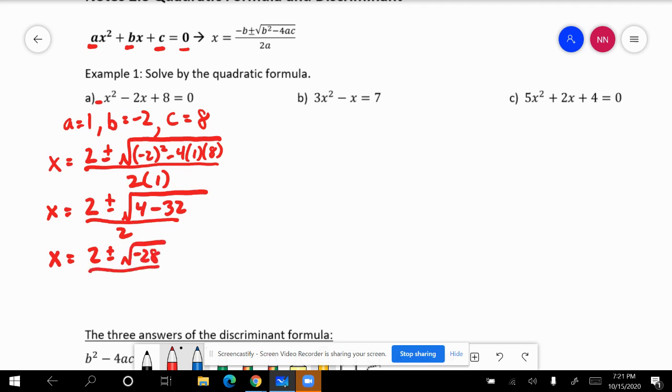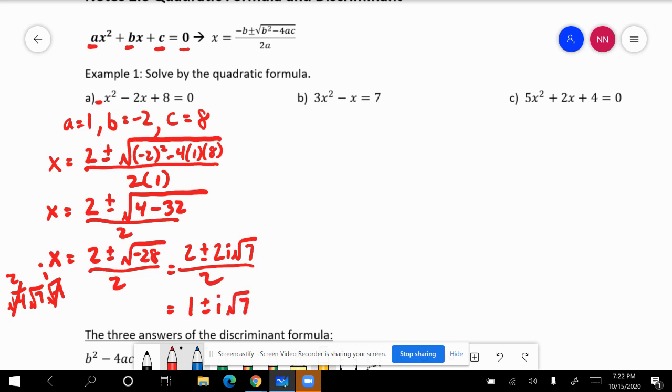And what we have to do is simplify the square root of negative 28. We know that negative 28 is 4 times 7 times negative 1. Square root of 4 is 2. Square root of negative 1 is i. So what we have is 2i square root of 7, and we divide it by 2. Then when we divide each of them by 2, we get 1 plus or minus i square root of 7.